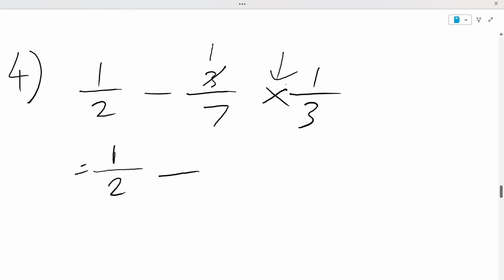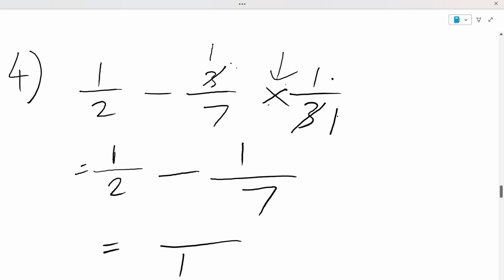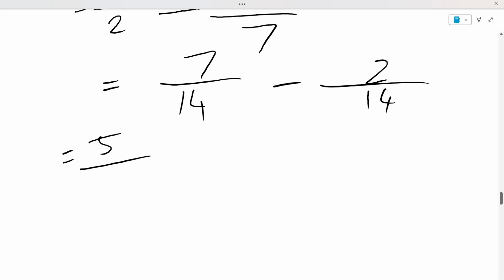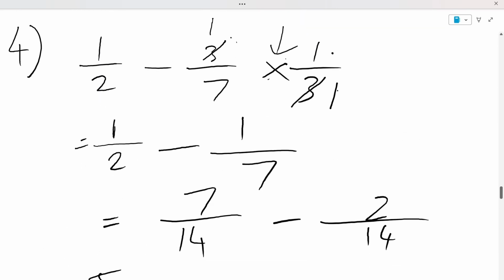Well, that and that can cross simplify. Then 1 times 1 is 1, and 7 times 1 is 7. So I have a half minus a 7th, and now we can do our subtraction techniques. Half is 7 over 14, and a 7th is 2 over 14, which therefore gives me a final answer of 5 over 14.